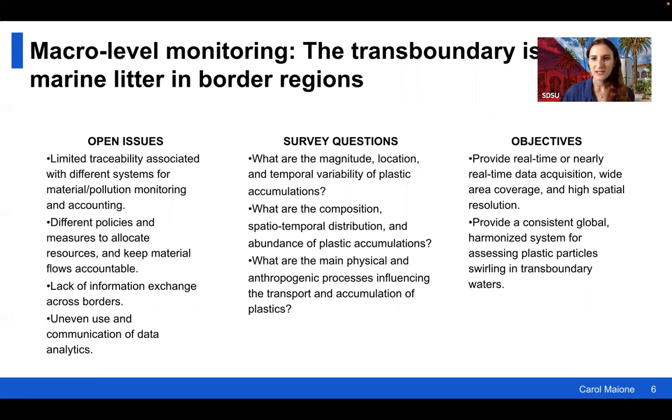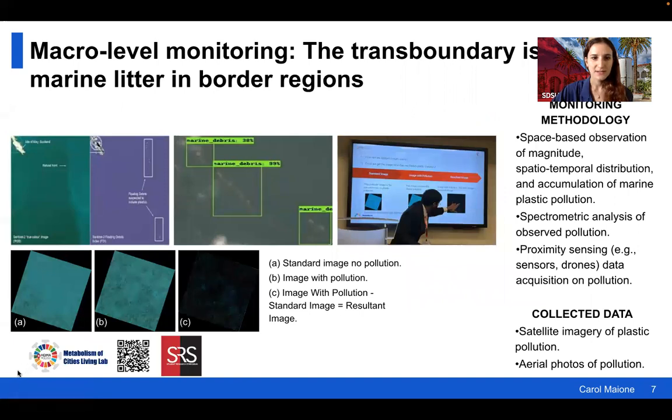In terms of objective, our objective was to provide real-time or nearly real-time data acquisition of a wide area and provide a consistent, globally harmonized system for assessing plastic across the border. So you can see in this example, we track plastic using the satellite. And for the methodology, we use space-based observation of magnitude, spatial temporal distribution, and accumulation of plastics along the beaches and coastal waters in San Diego.